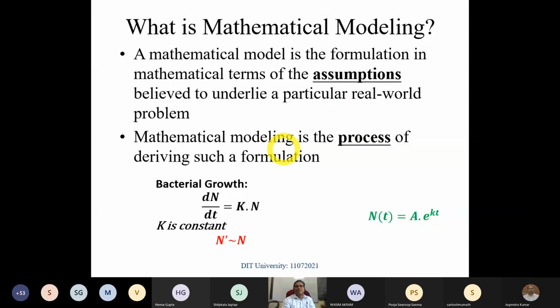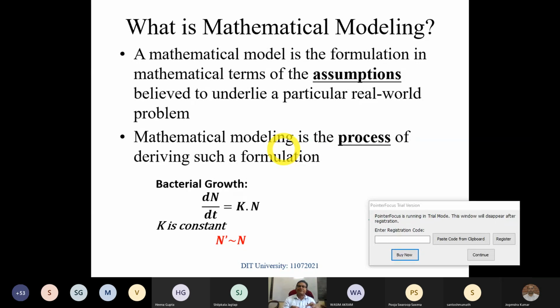So what is mathematical modeling? I think Mathur has discussed a lot, but let me tell you one story about this. Mathematical modeling is the formulation in mathematical terms of the assumptions believed to underlie a particular real world problem. With the simplifications made to develop a mathematical model, the real world problem may not give you the real solutions, and that's why sometimes modeling is not very encouraged in such different situations.